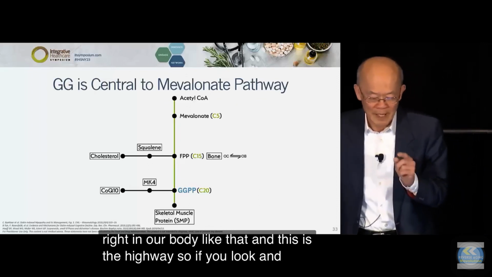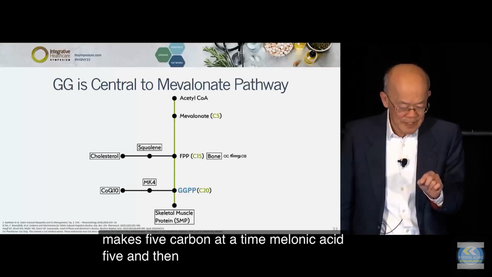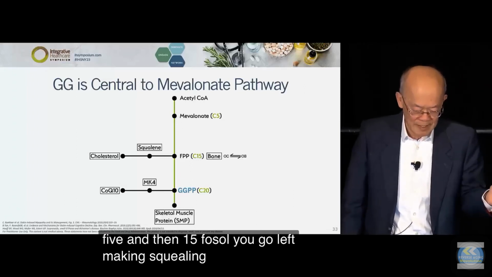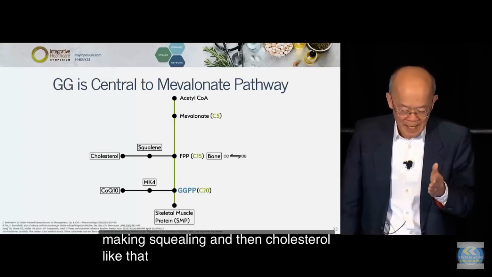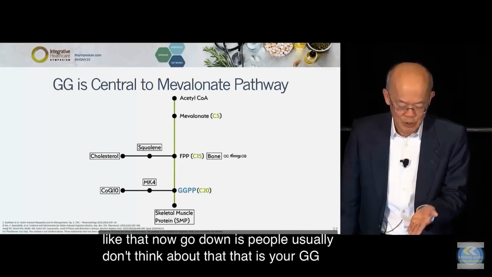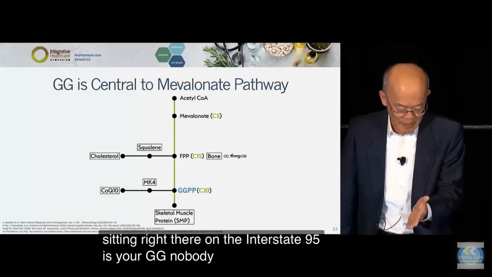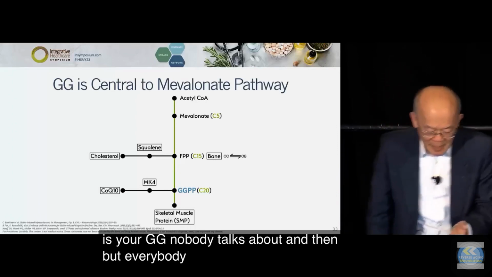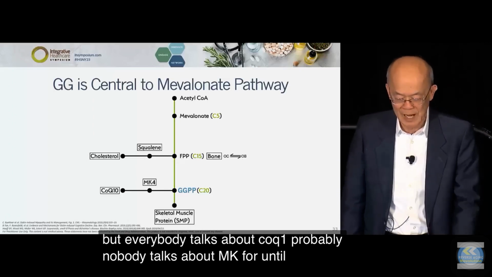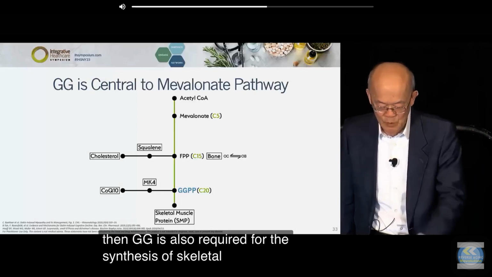If you look, the body makes five carbons at a time. Mevalonic acid, 5, and then 15, farnesol. You go left, making squalene and then cholesterol. Now, go down, people usually don't think about that. That is your GG. Sitting right there on Interstate 95 is your GG. Nobody talks about it, but everybody talks about CoQ10. Probably nobody talks about MK4 until now. And GG is also required for the synthesis of skeletal muscle protein.